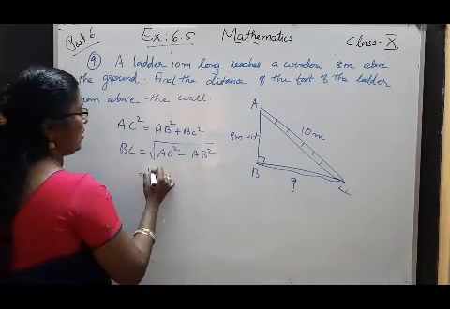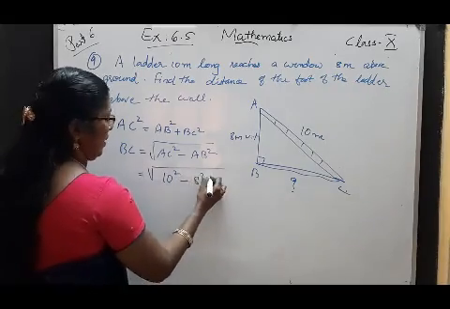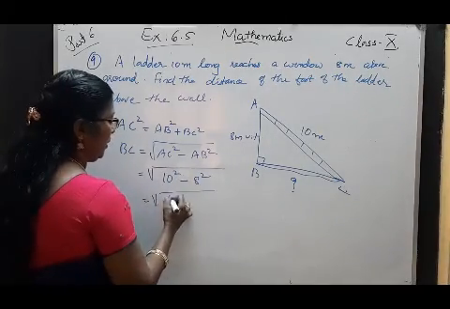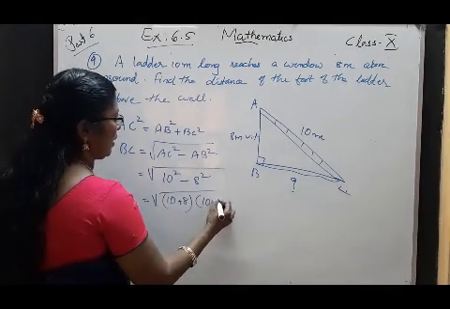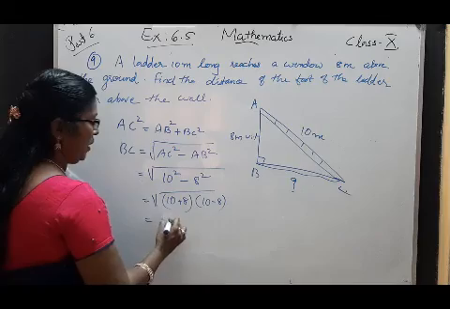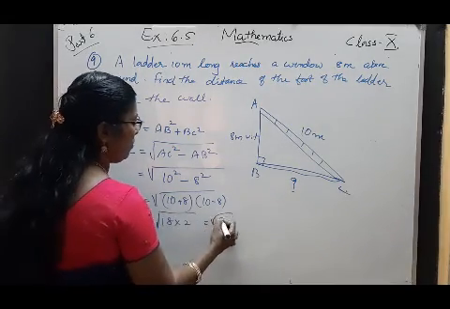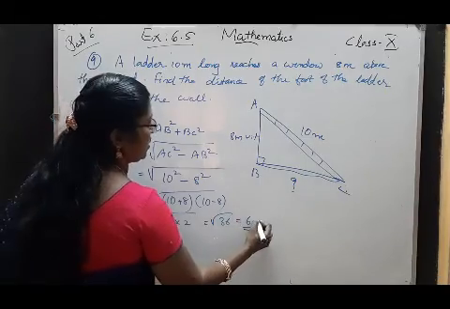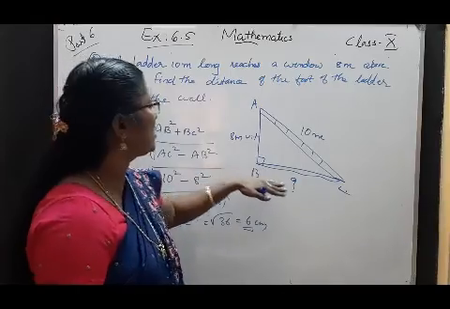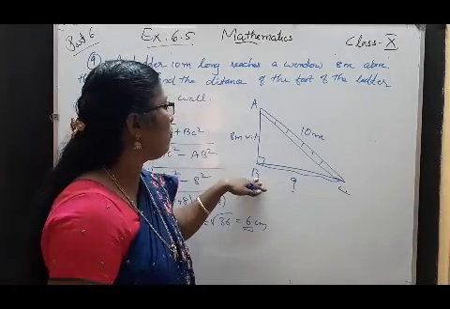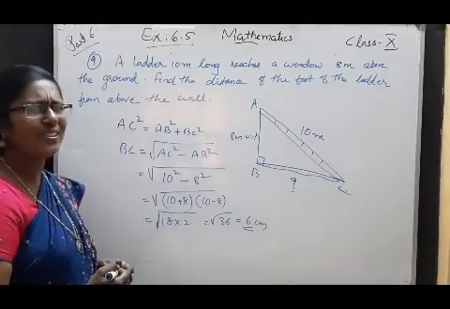Okay, what is AC? AC is 10, so 10 square minus 8 square. That is 10 plus 8 into 10 minus 8, equal to 18 into 2. That is root of 36, equal to 6. Here the distance between the wall and the foot of the ladder is 6 meter. It is a simple question.